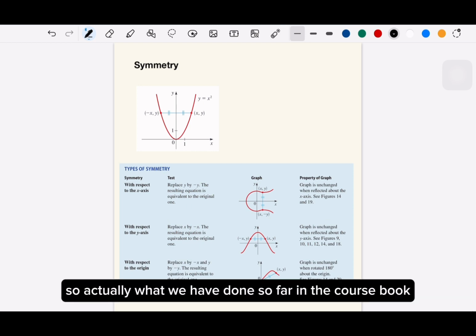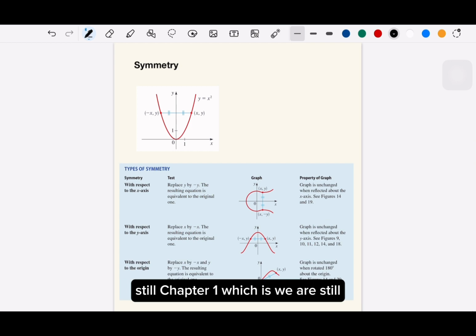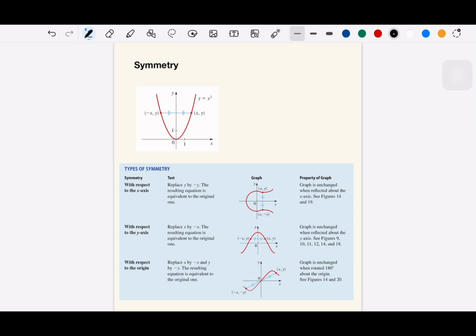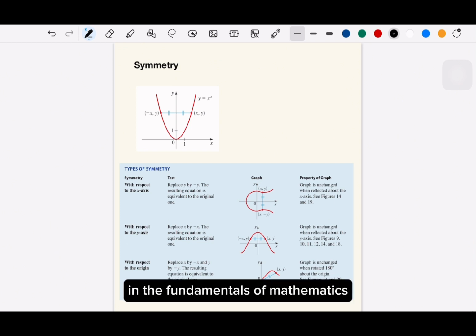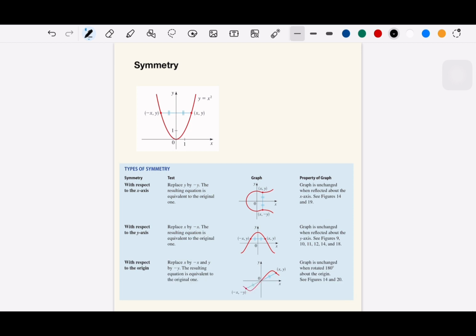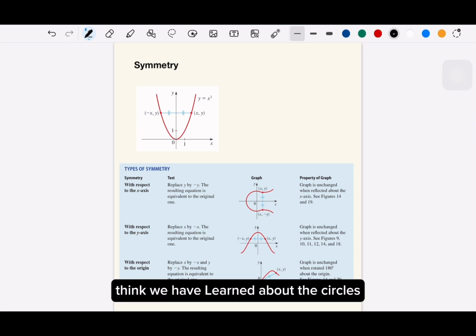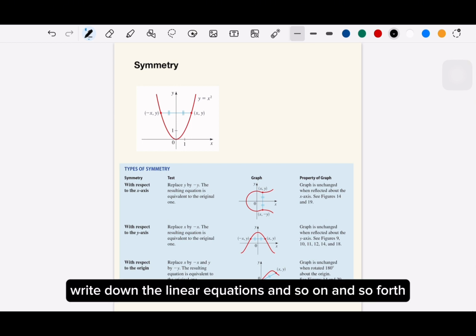So what we have done so far in the course book, it's still chapter 1, so we are still in the fundamentals of mathematics, which includes the numbers, some equations, also I think we have learned about the circles, and then later we see how to write down the linear equations and so on and so forth.